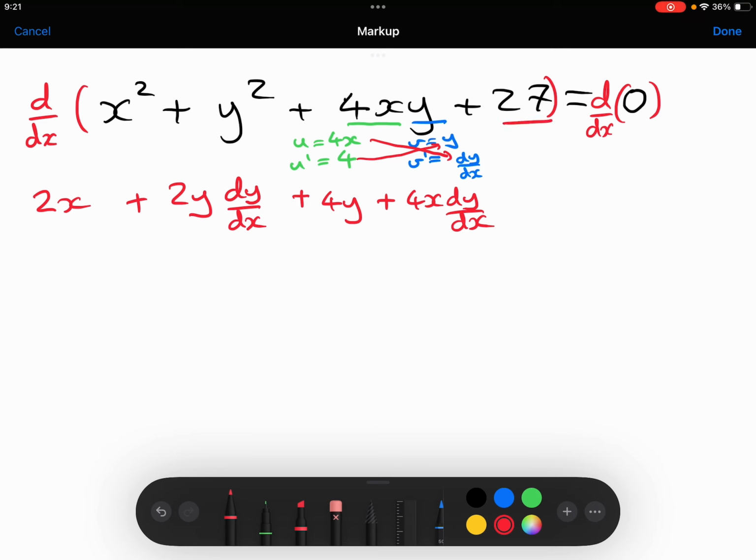Next we've got the 27. Well, when I differentiate 27, it will just become 0. And on the right-hand side, differentiating 0 will also just be 0. Next, we're going to make the dy by dx the subject. So first of all, I'm going to subtract the 2x and the 4y from both sides.